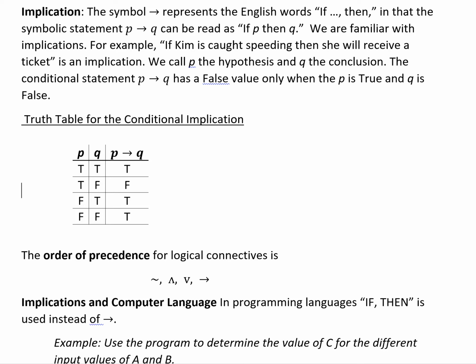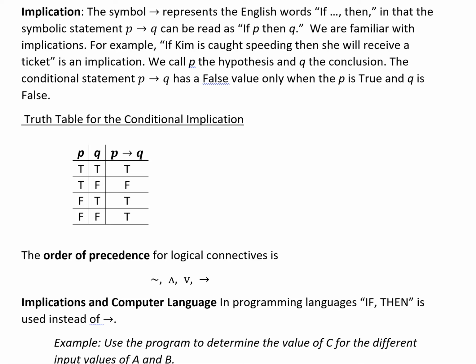The conditional statement P implies Q has a false value only when P is true and Q is false. And it's very unique, but a false value only occurs when P is true and Q is false. Let's take a look at the truth table.